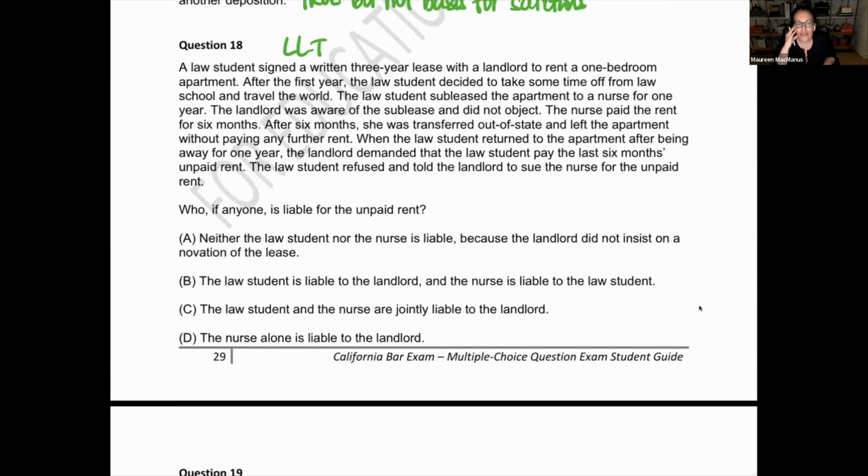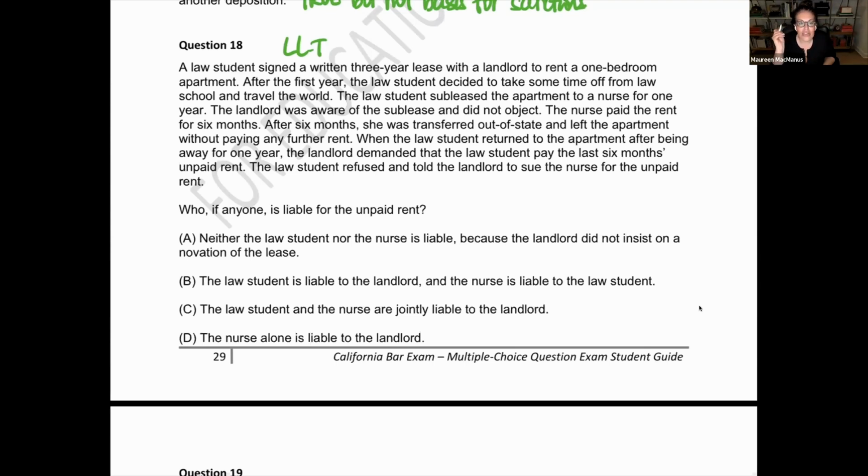The nurse paid the rent for 6 months. After 6 months, she was transferred out of state and left the apartment without paying any further rent. So the nurse is not going to be liable to the landlord, but the nurse is going to be liable to the law student. When the law student returned to the apartment after being away for 1 year, the landlord demanded that the law student pay the last 6 months of unpaid rent. The law student refused and told the landlord to sue the nurse for the unpaid rent. Law student's wrong here. Maybe shouldn't have gone on that year-long vacation.